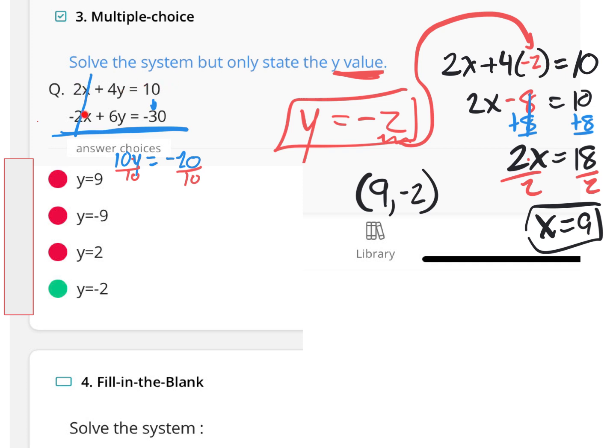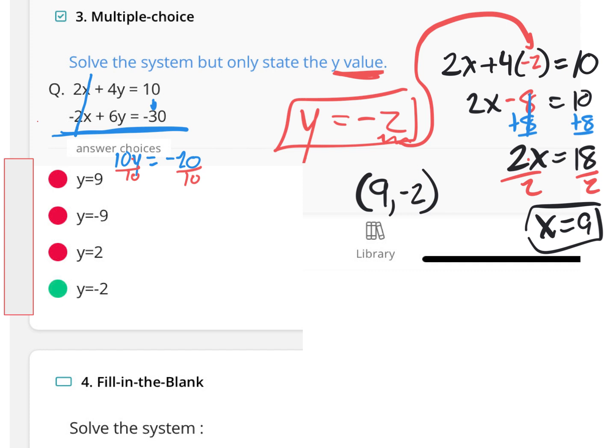So that works. Down here, if you plug in a 9 right here, 2 times negative 9 is negative 18. Negative 2 times 6 is negative 12. Negative 18 and negative 12 is negative 30. So we have double checked it. We're 100% positive that this is the correct answer.